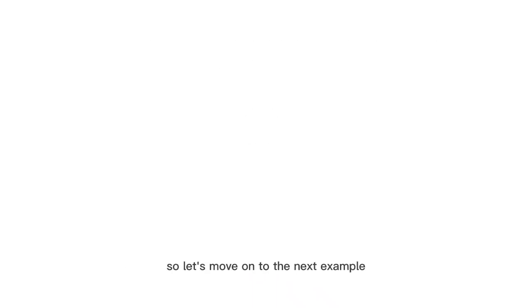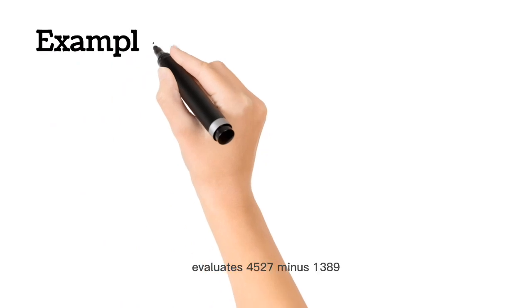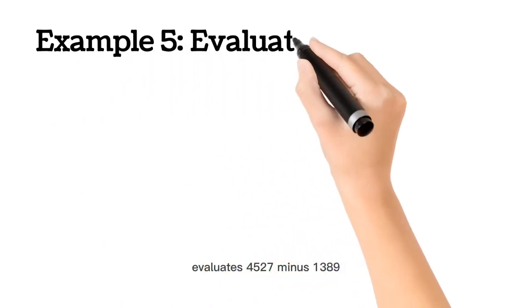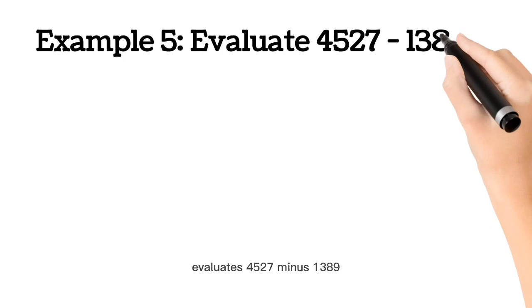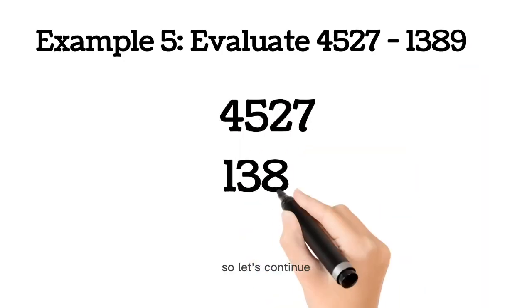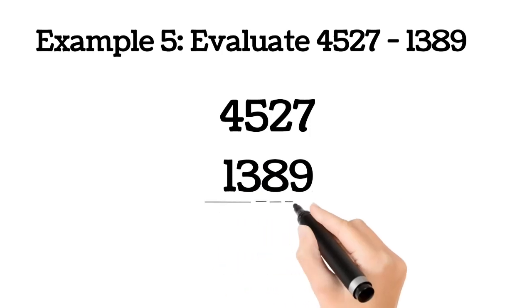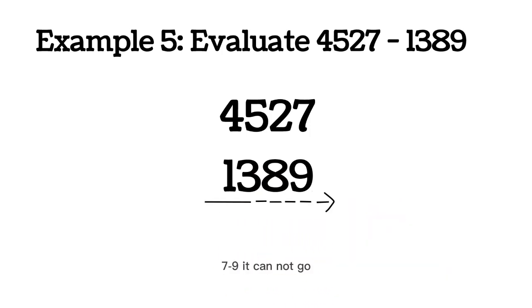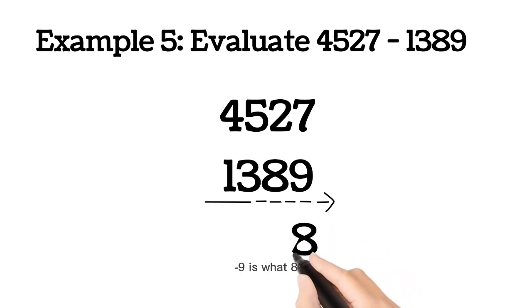So let's move on to the next example. Evaluate 4527 minus 1389. So let's continue. 7 minus 9, it cannot go, so we're going to borrow 1 from the 2 and add to the 7. So that one is 10. So 10 plus 7 is 17. 17 minus 9 is what? 8. So this 2 becomes 1.